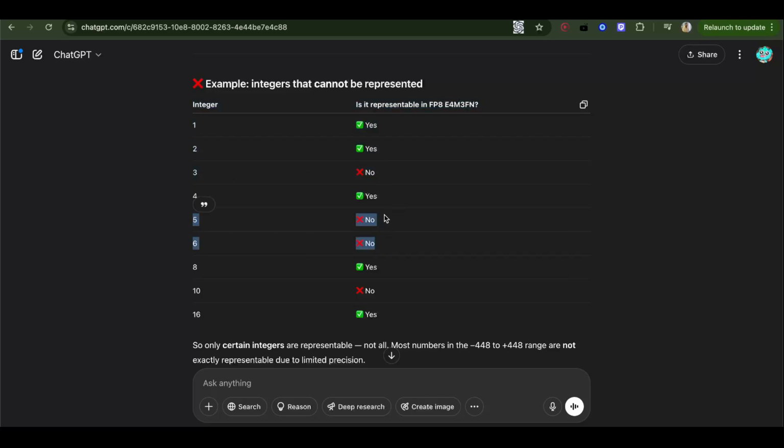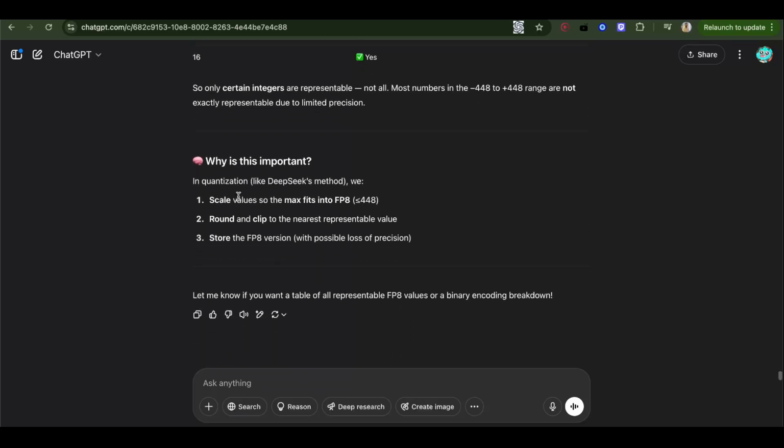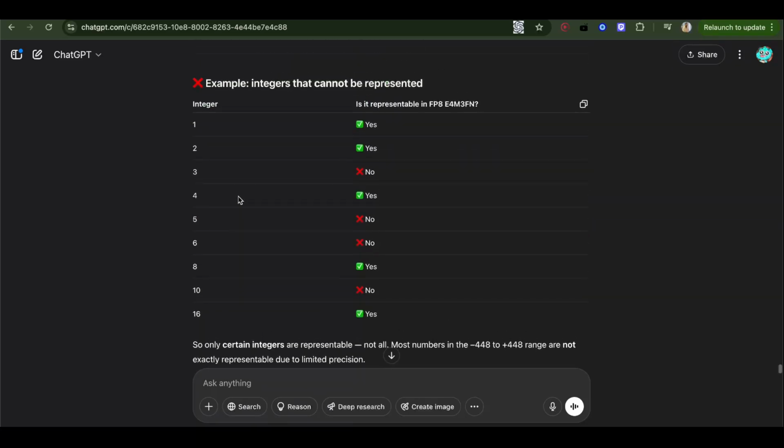So if you get, for example, number 5, you would maybe represent it as number 4, the closest representable integer here. So you would just save it into memory as number 4, even if it's number 5, because that's the closest thing you can represent. Now, you can also represent some decimal numbers. So you will basically round to the closest number that you can represent in FP8.